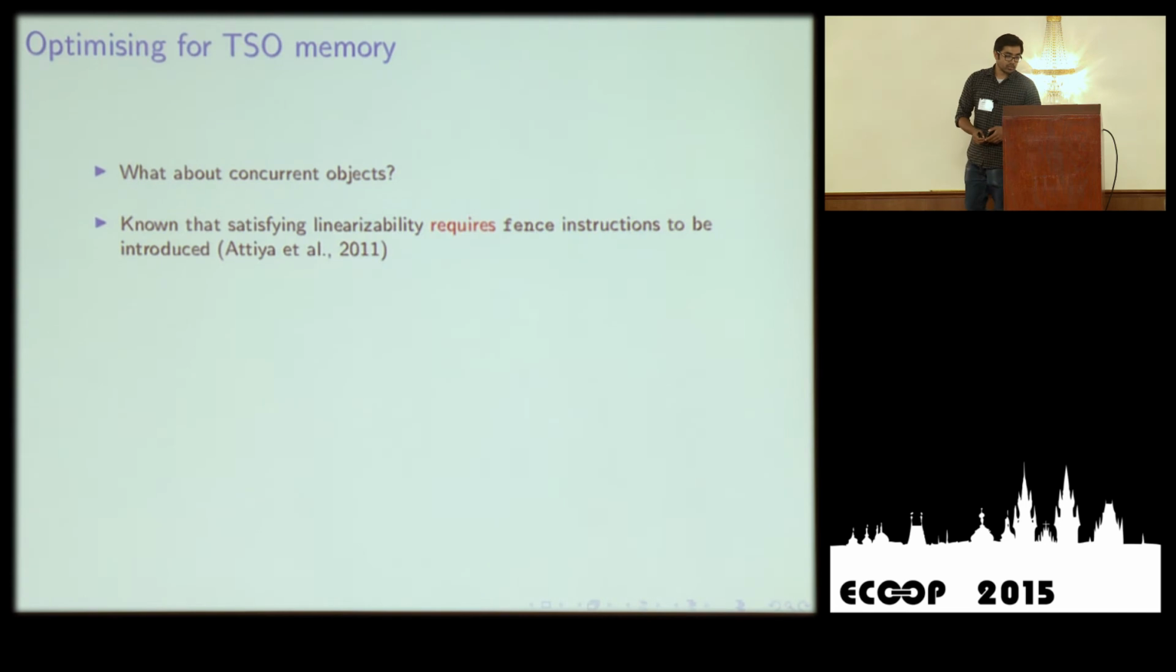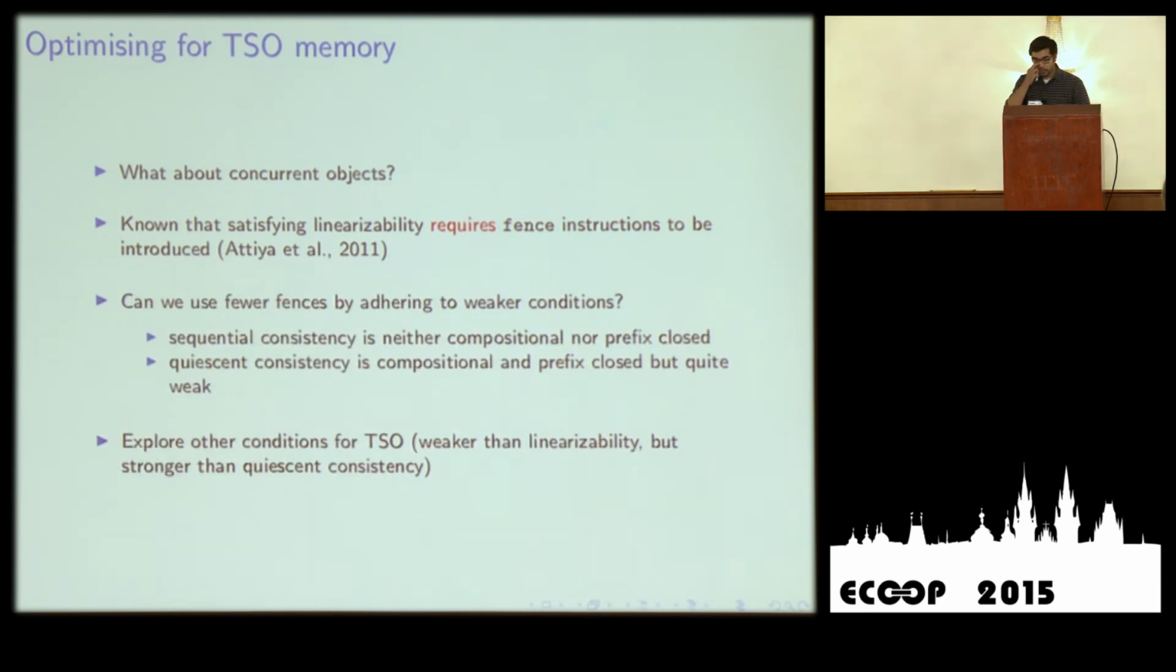Well, there's a paper in POPL 2011 by Attiya et al., and they say that if you want to satisfy a strong condition like linearizability, then you're actually required to introduce fence instructions in the program code because you've got this strong correctness condition. So the question we're asking is, can we use fewer fences by adhering to some of the weaker conditions that we've seen already?